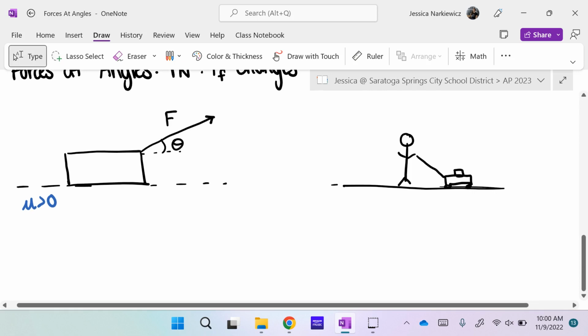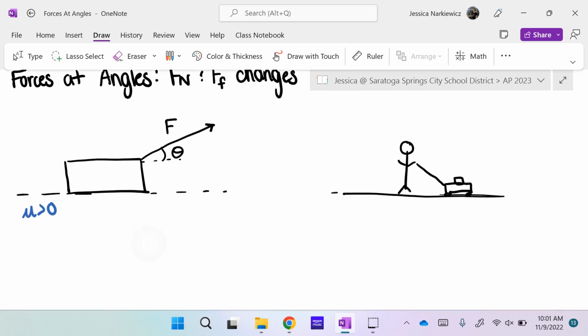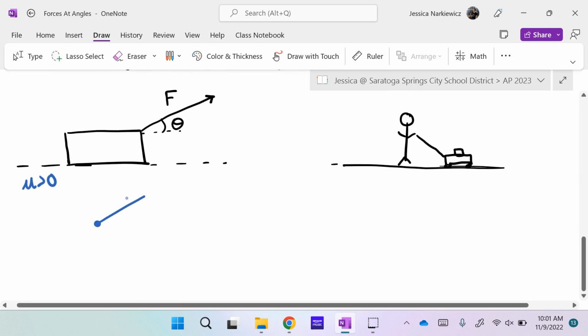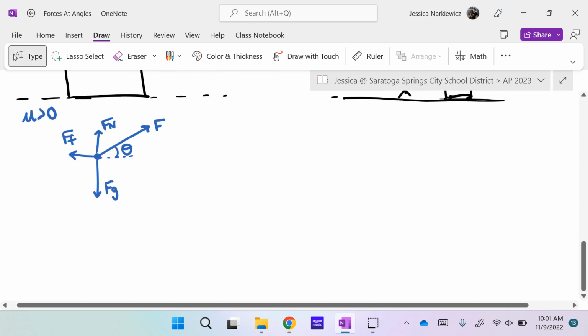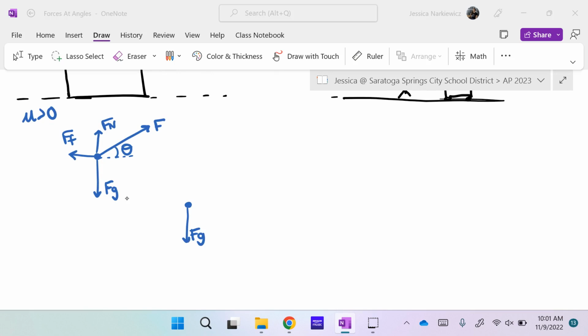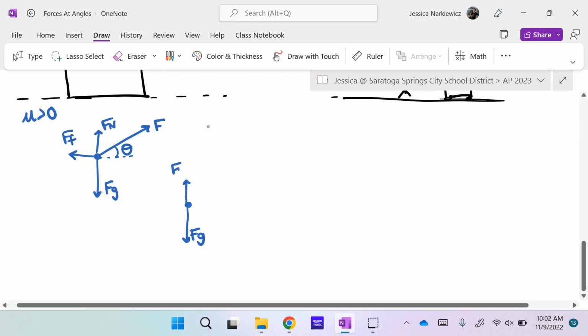So my free body diagram here, oops, the page moved on me. I have this force F. I have an Fn, I have an Fg, and a force of friction. And this angle is with the horizontal. Okay? So that's my official free body diagram. My helpful free body diagram looks like Fg. Opposite of Fg, we have an Fn, and then we have an Ff.